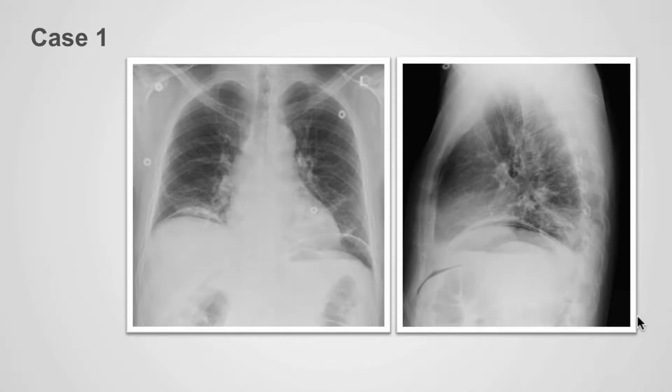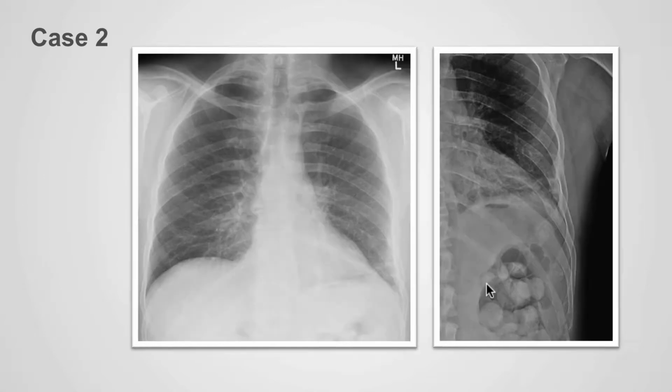In this case, the patient had recent abdominal surgery as evidenced by free air under the hemidiaphragms. If we look at the lower lung bases, we can identify linear bands representing subsegmental atelectasis within both lower lobes.